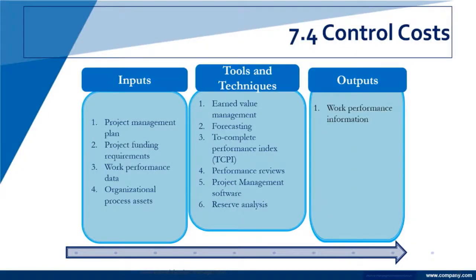Now we have the outputs of controlling costs. We have the work performance information. Over on the other side, on the inputs, we had the data. Here we have the information. What is the difference between work performance data and work performance information? Work performance data has not been organized to make it useful or actionable. Work performance information has been.